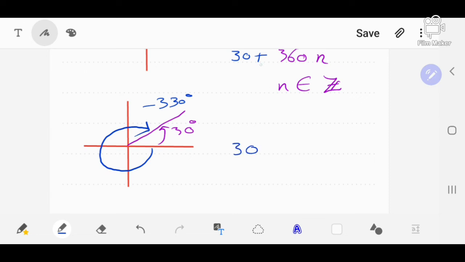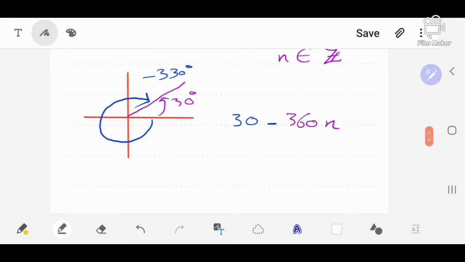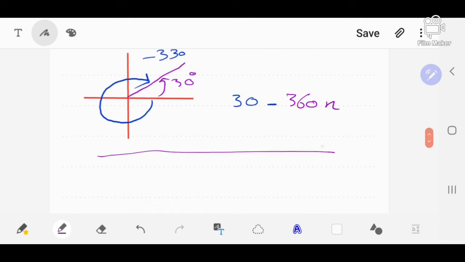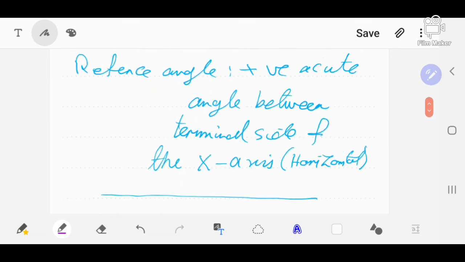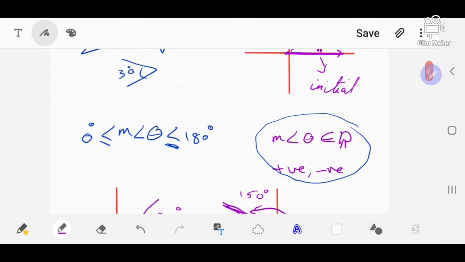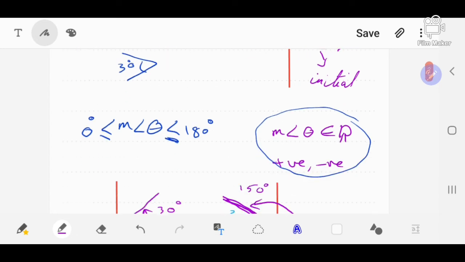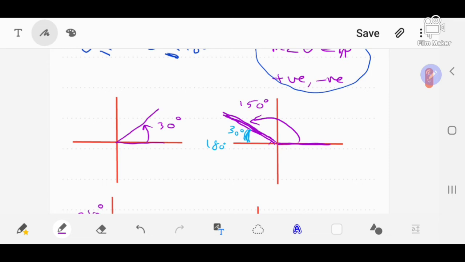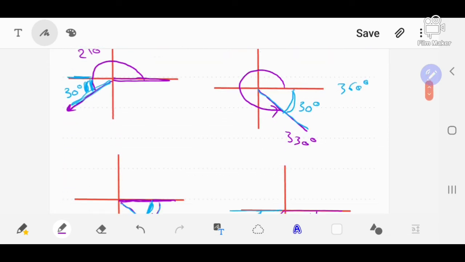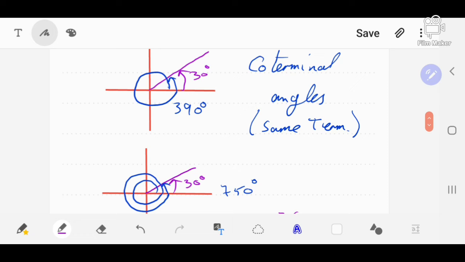So far, we know that an angle in trigonometry should be in standard position, with initial and terminal sides. The measure of the angle could be any real number. And we have something called the reference angle, and also coterminal angles. Okay, what's the other thing that we should know about angles? Actually, it's the measure of the angle.